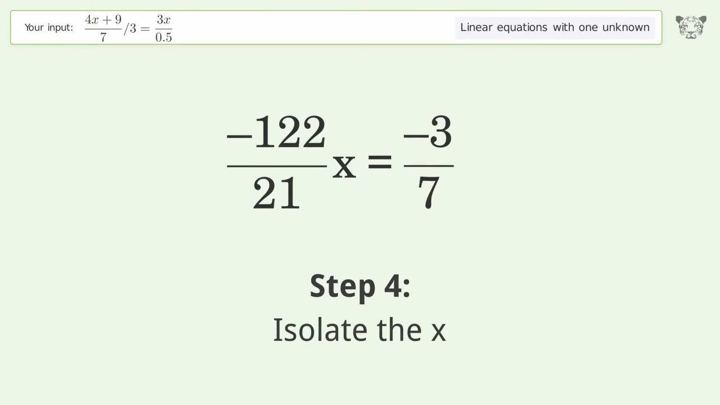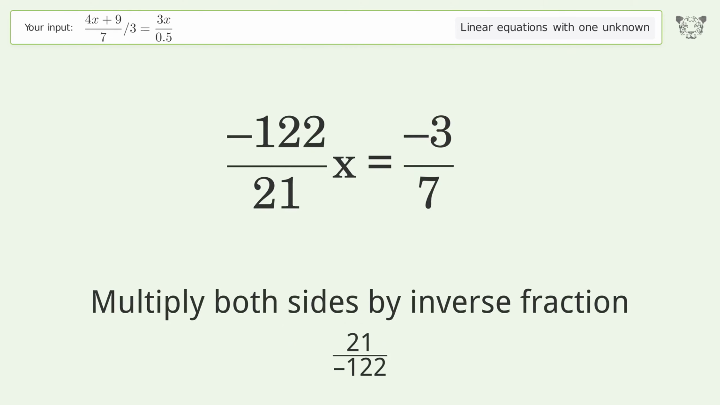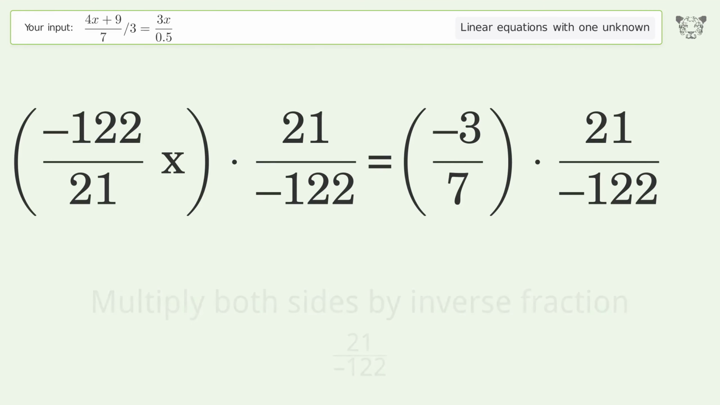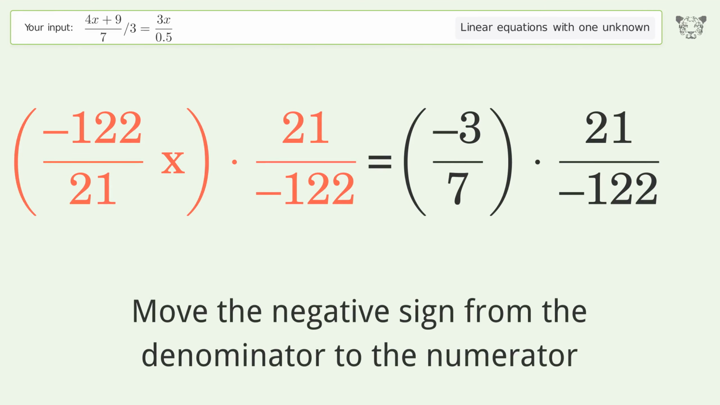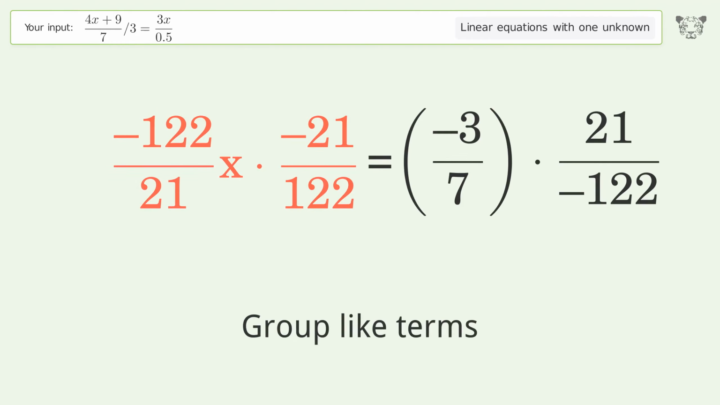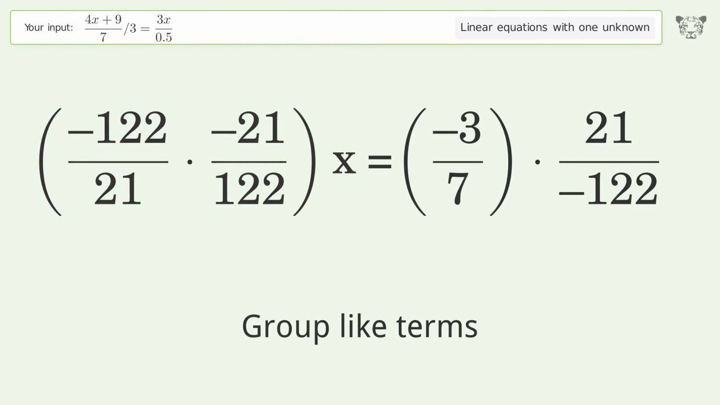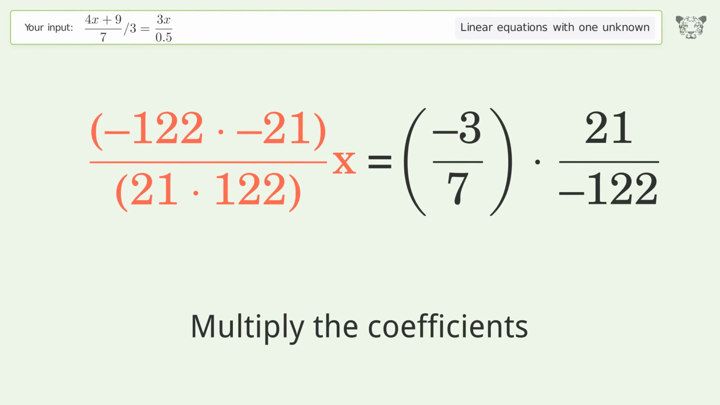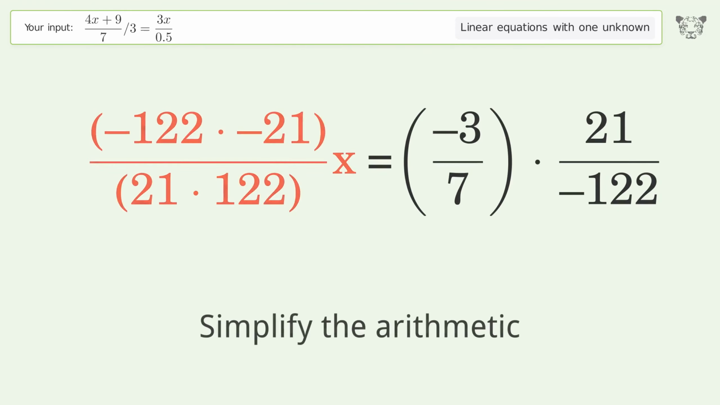Isolate the x. Multiply both sides by inverse fraction 21 over negative 122. Move the negative sign from the denominator to the numerator. Group like terms. Multiply the coefficients. Simplify the arithmetic.